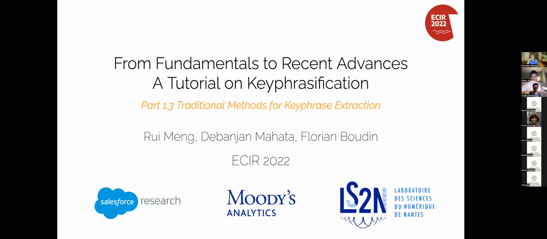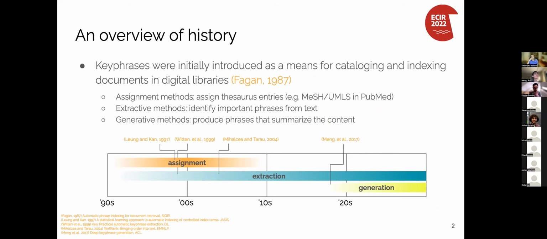Here we are going to talk about a traditional method for key phrase extraction. So let us start with a brief overview of the history of key phrase extraction methods. Key phrases were initially introduced in the late 80s as a means for cataloging and indexing documents in digital libraries.